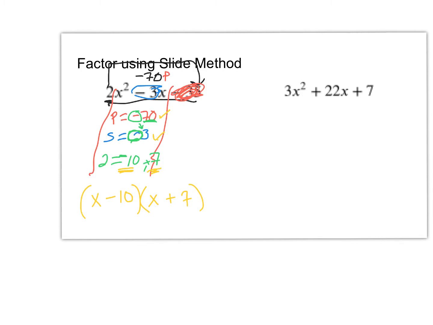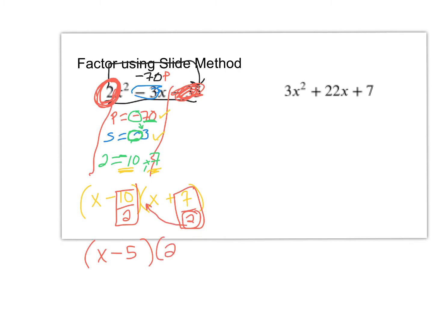Now here's the important part, and don't forget this. Since you did the slide, you have to divide. So we're going to divide by this lead term of 2. So we're going to reduce the fractions. 10 over 2 is 5, so x minus 5. Now the 7 over 2 I can't do anything with, so we're going to scooch that in front of the x. So 2x plus 7. And there's that one.